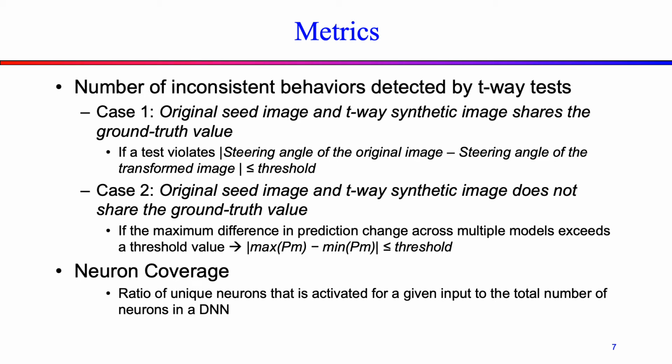In the second case, we assume the synthetic image and the original image do not share the ground truth. So in this case, we compare the prediction results of the same synthetic image from the 3 DNNs that perform the same prediction. A T-way synthetic image exhibits an inconsistent behavior if it violates the equation shown in the slide. That is, if the maximum difference in prediction change across multiple models exceeds a threshold value.